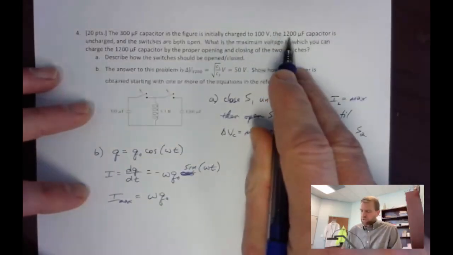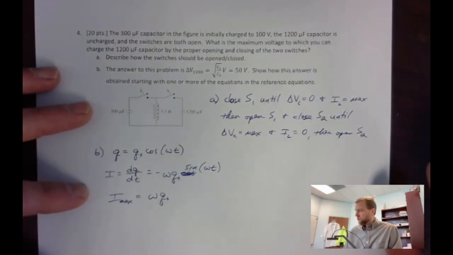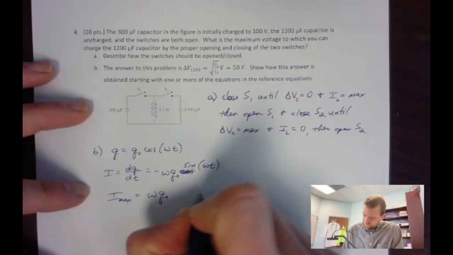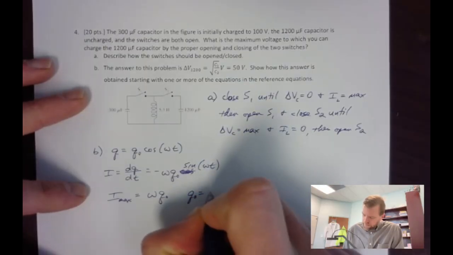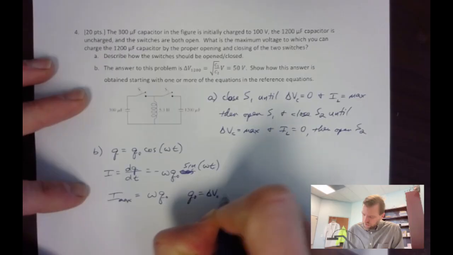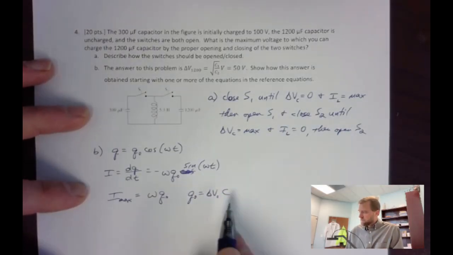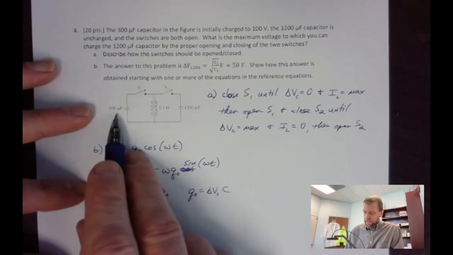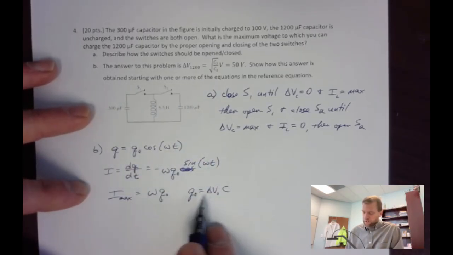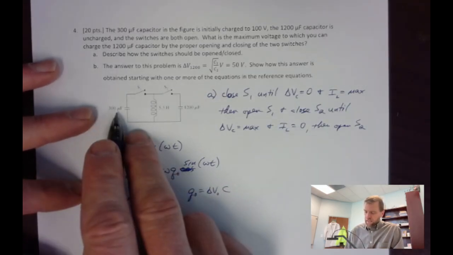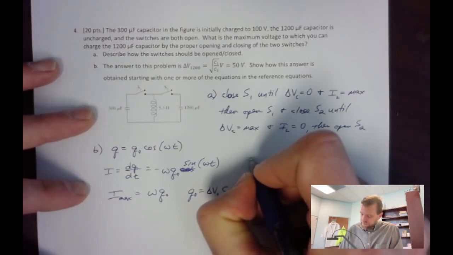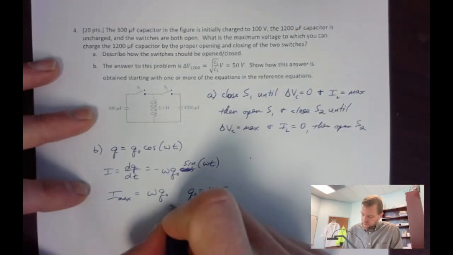But we're given voltage, so we need to convert this into voltage. The voltage is related to the capacitor. Q naught is equal to delta V naught times C, the capacitance. All right, so I can look at this for the left-hand side and the right-hand side and essentially set up an equation. That is, the starting charge on the left-hand side, which is delta V naught C.